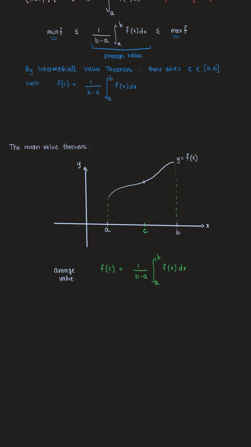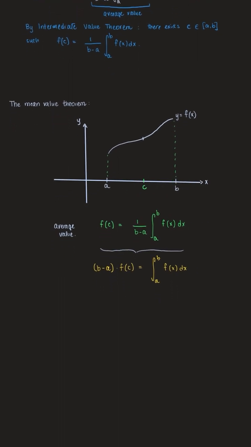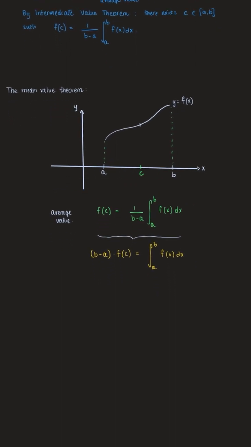What this also means, if I take this expression and I multiply both sides by b minus a, we get the following. We get b minus a, which is the length of the interval on the x-axis, times f of c, equals the value of the integral from a to b of f of x dx. In my diagram, the function I have is above the x-axis, so this is the area between f of x and the x-axis on the interval from a to b.